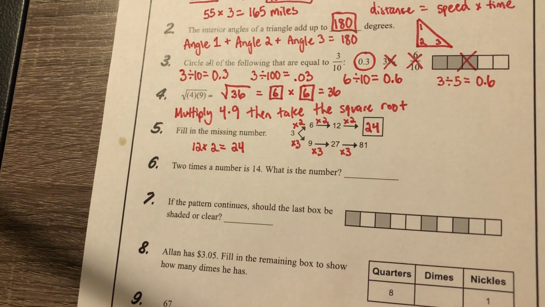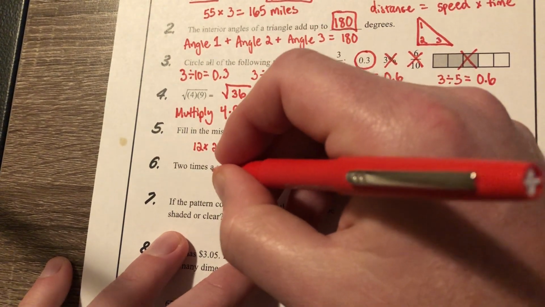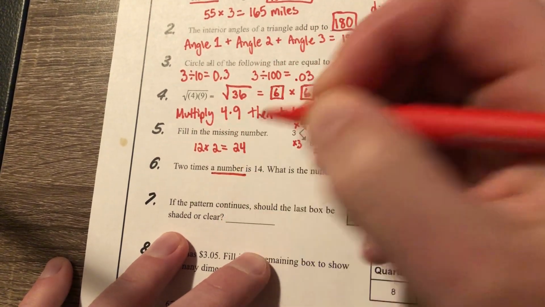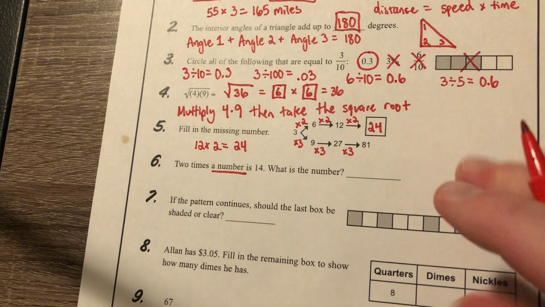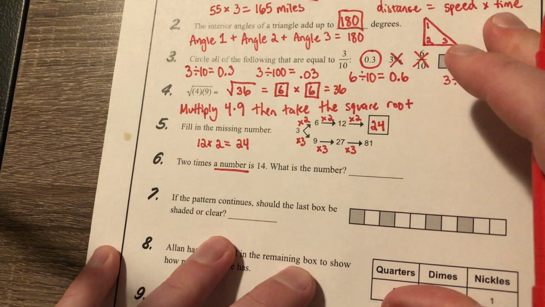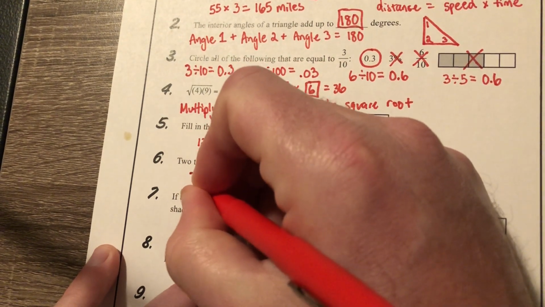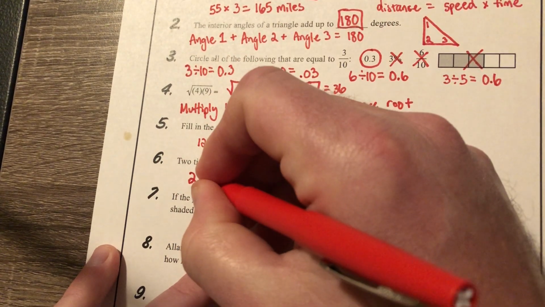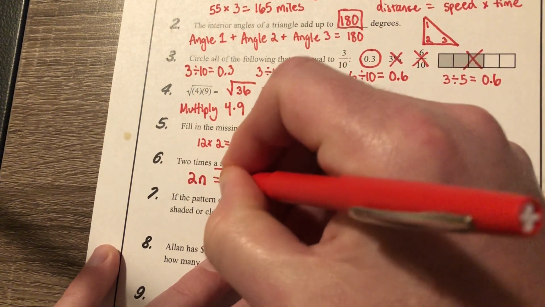Number 6, we have 2 times a number is 14. What is the number? So I got to figure out what the number is. And in math, when we don't know what the number is, we assign it a variable or a letter. In this case, since they're asking for a number, I'm just going to assign it the letter n. So it says it wants 2 times a number, which I just said I'm going to say is n, is equal to 14.